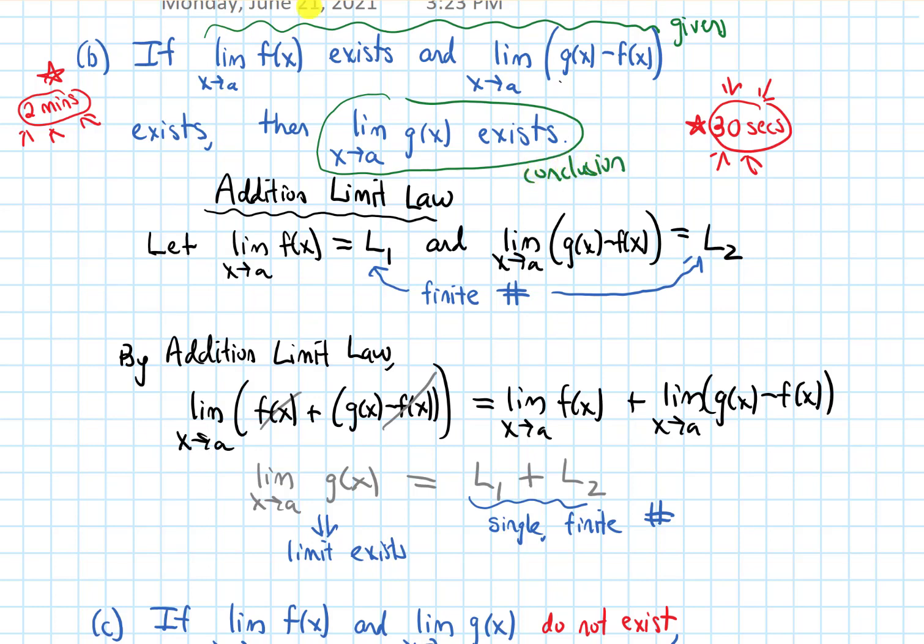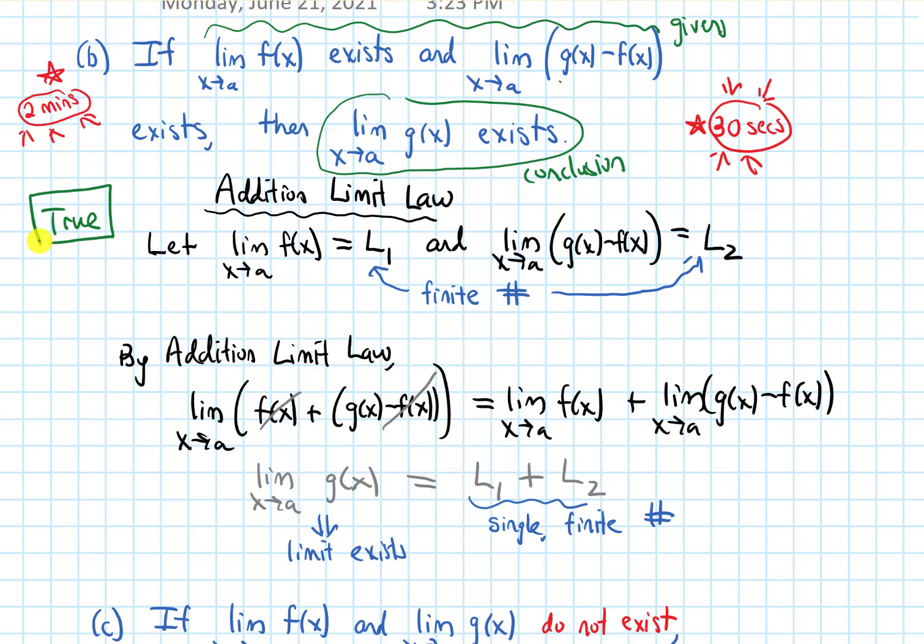Sorry, let me back up one sec. We've shown that when the givens hold, when they are true, when both of those limits exist, then the conclusion also has to be true. It has to hold. The limit of g of x is also going to exist, which means this statement is true.